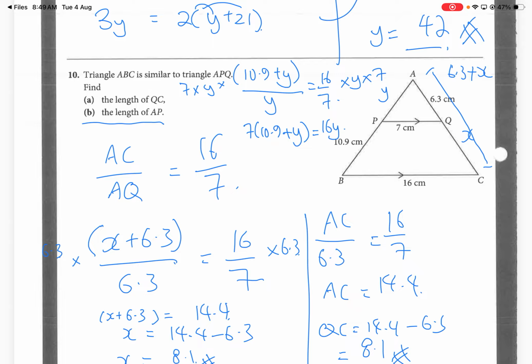And the result looks like we just do a cross multiplication. Numerator times denominator from the other side of the equation. Numerator times the denominator from the other side of the equation. You can only do this when it is an equal sign between the two fractions. Multiply 7 times 10.9, 76.3. 7 times Y, 7Y.